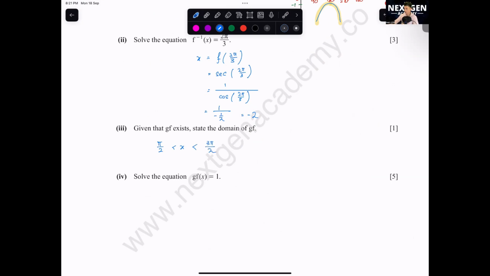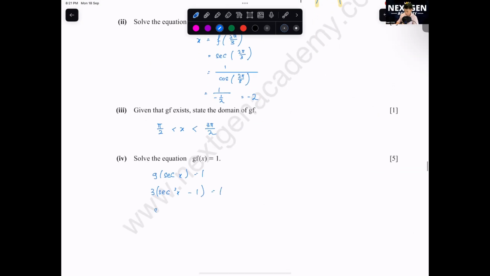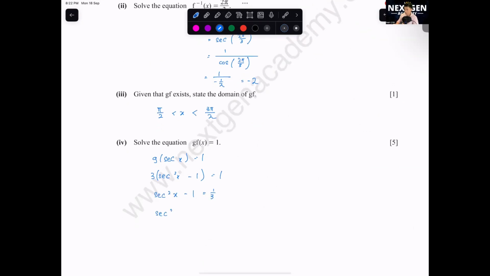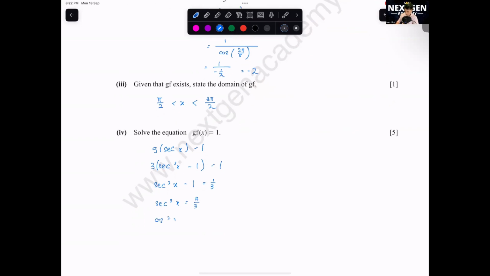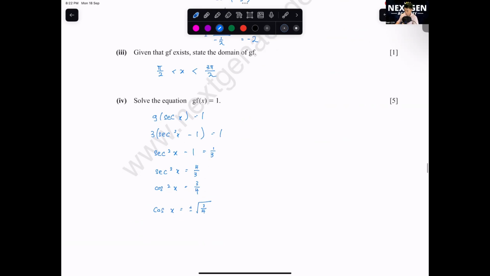Okay, question 4, solve the equation gf(x). g of secant x equals to 1, 3 secant squared x minus 1 equals to 1. So for this, we simplify, we divide it first. This will be 1 over 3. Secant squared x equals to 4 over 3. Cos squared x, we inverse it. So this will be 3 over 4. Then cos x equals to plus minus square root of 3 over 4.